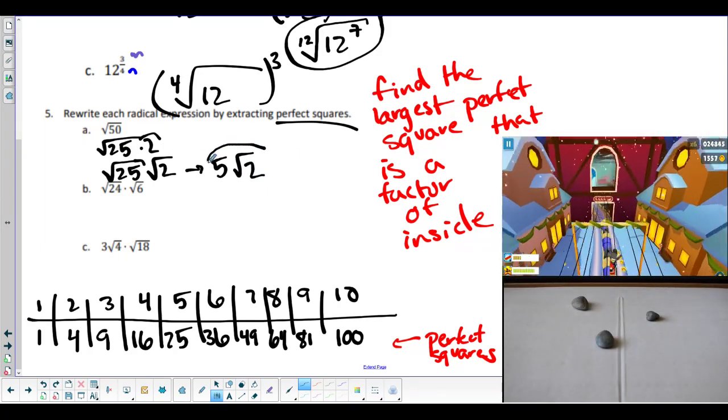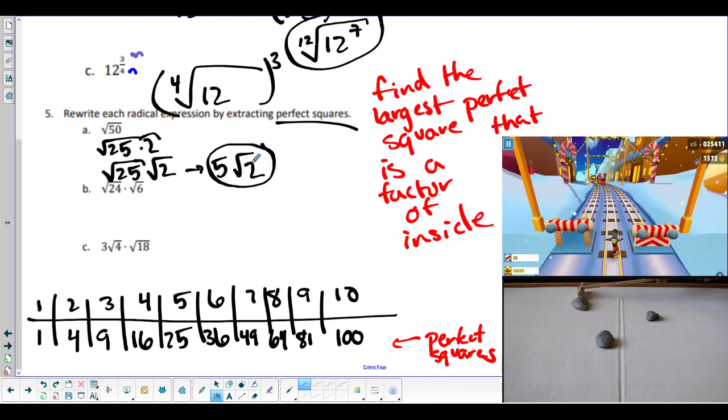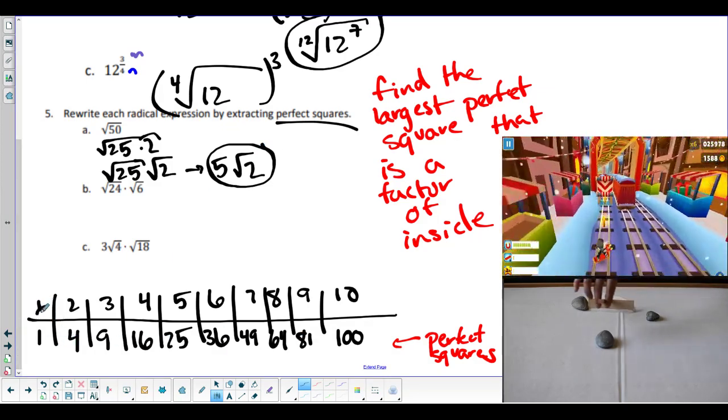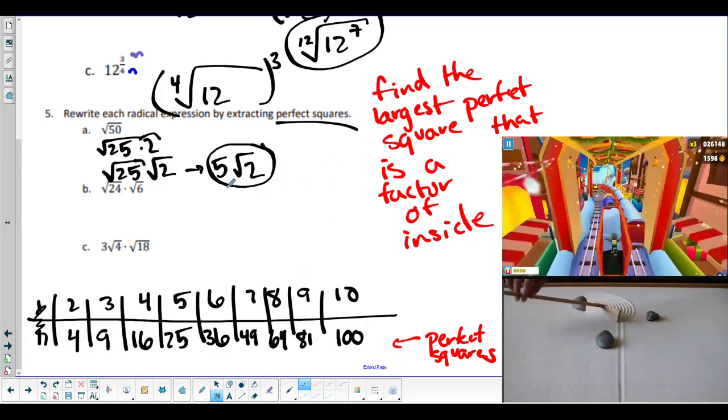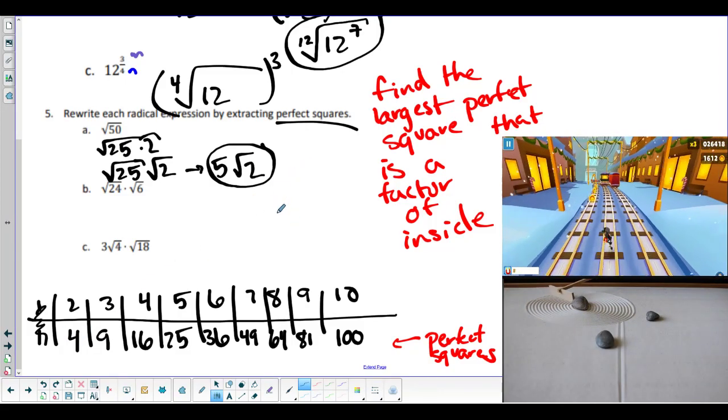You know it's your final answer because the only thing left inside of the square root is a number that can't be broken down anymore. There are none of these numbers on the bottom, well, besides 1, but that doesn't really matter, that can go into 2. 4 is too big. It can't go into 2.